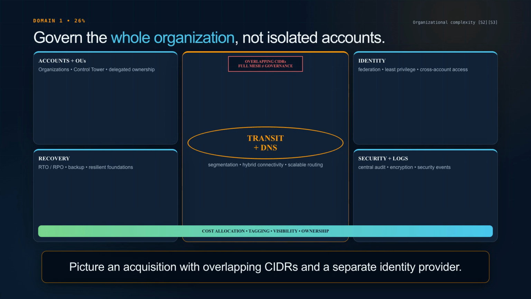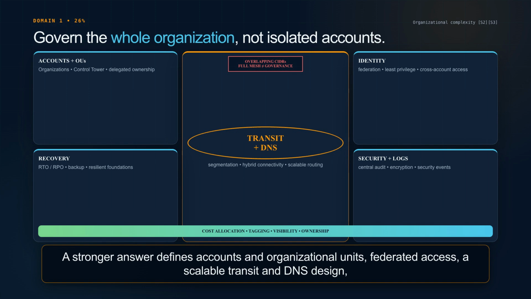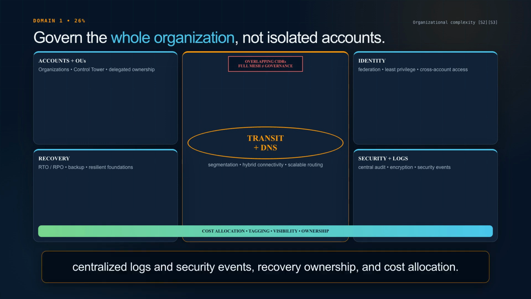Picture an acquisition with overlapping CIDRs and a separate identity provider. Connecting every VPC does not solve governance. A stronger answer defines accounts and organizational units, federated access, a scalable transit and DNS design, centralized logs and security events, recovery ownership, and cost allocation. Study tip: draw the landing zone as one system and ask who owns each control.